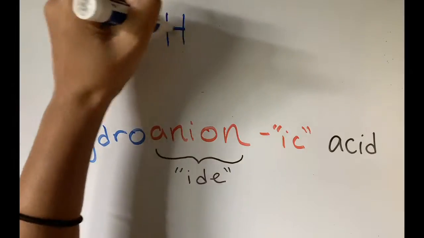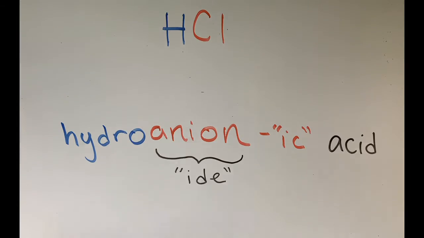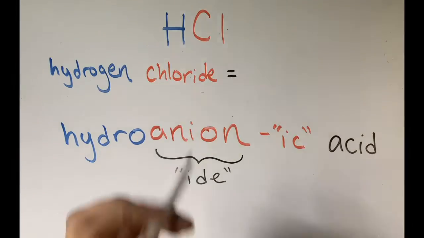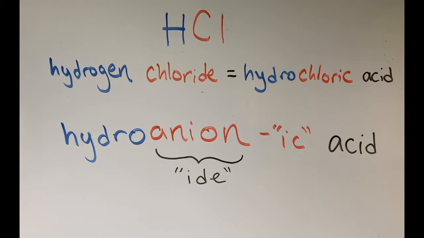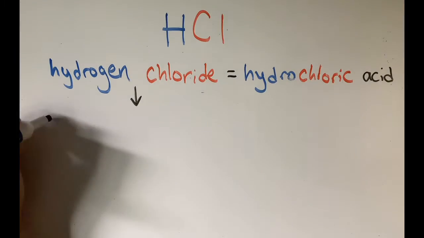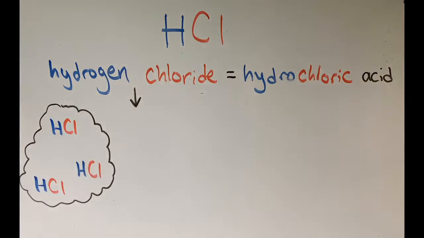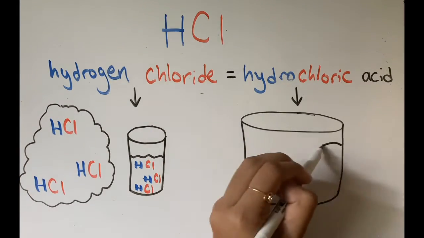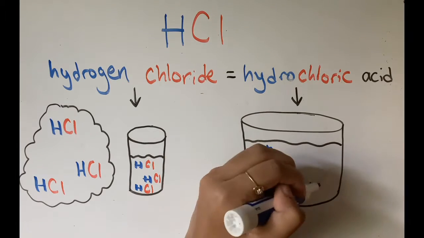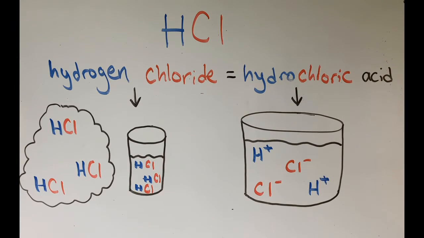For example, HCl can be referred to as hydrogen chloride, but it's an acid, so it can also be called hydrochloric acid. The name that it's called depends on its state. HCl is called hydrogen chloride when in a gas or pure liquid state. It's only referred to as hydrochloric acid when it's dissolved in water, causing the H+ and Cl- ions to break apart.